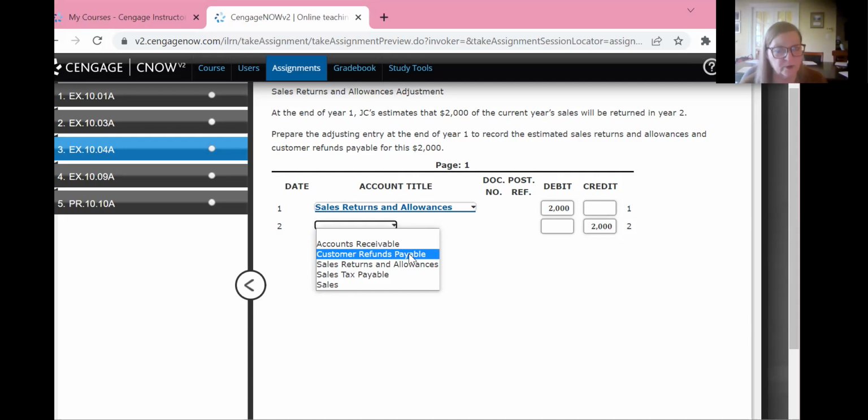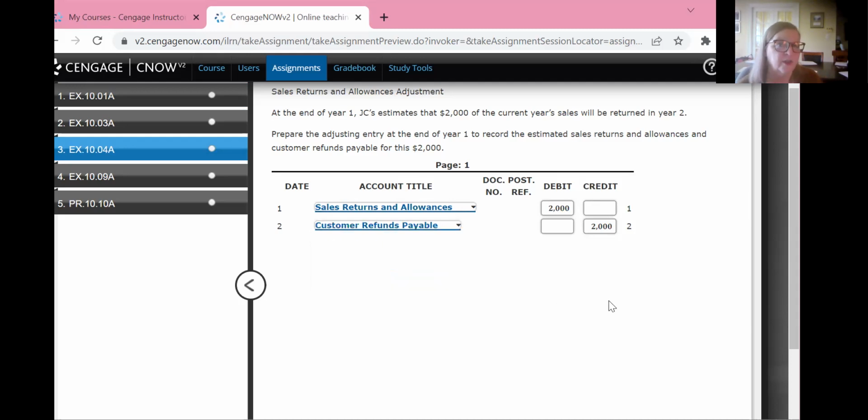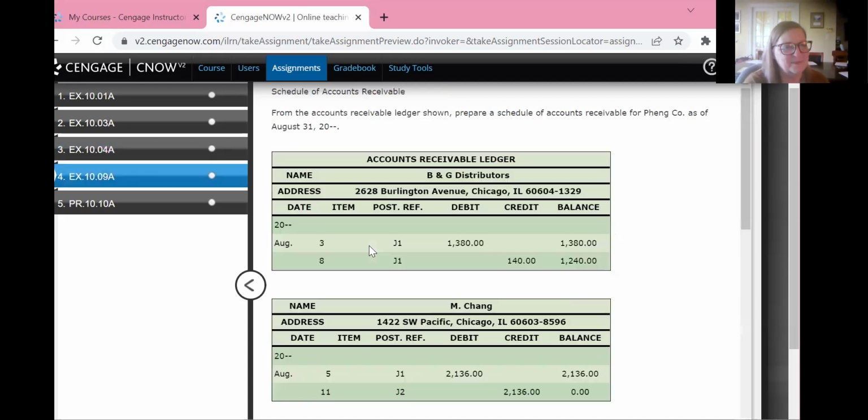We know it's a payable, but we're just trying to figure out if it's sales tax payable or customer refunds payable. So you know I like them to indent the account name too, and they didn't again this time. But I just want you to know, if you're doing it on a piece of paper, you would indent the credit amount and the credit name, both, right? So the credit entry is indented in every case, except for when you're playing with Cengage and they don't cooperate. Anyway, that's that one.